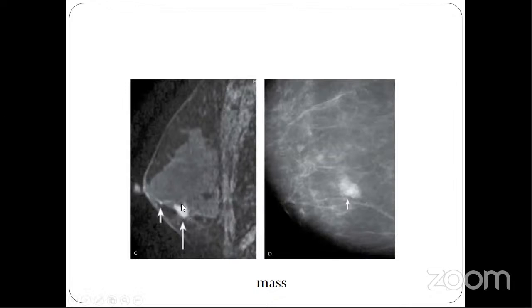Here we have a mass. This is a mass here, as we see here. This mass may be spiculated or have a satellite lesion. We will have a picture for this mass.